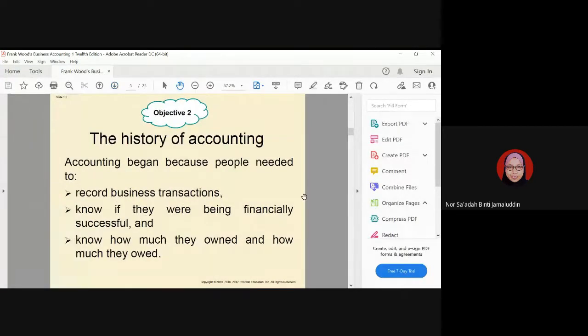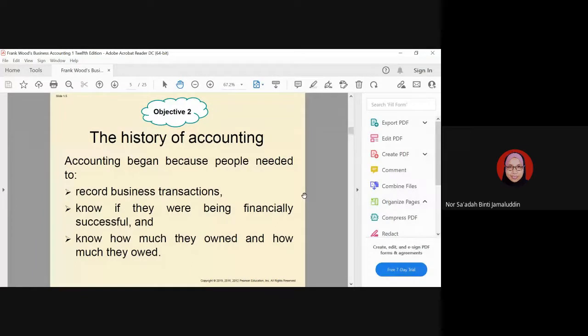What is the history of accounting? Accounting began because people needed to. Every history has its own aim. For example, the history of accounting started because people needed to first record business transactions.